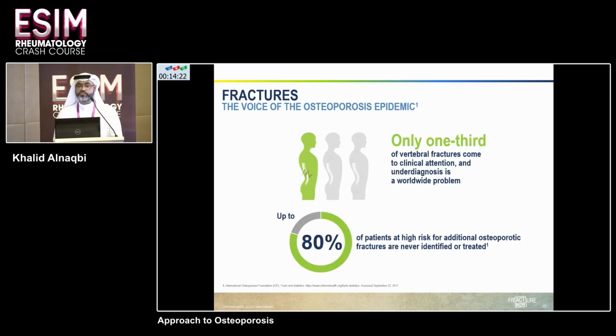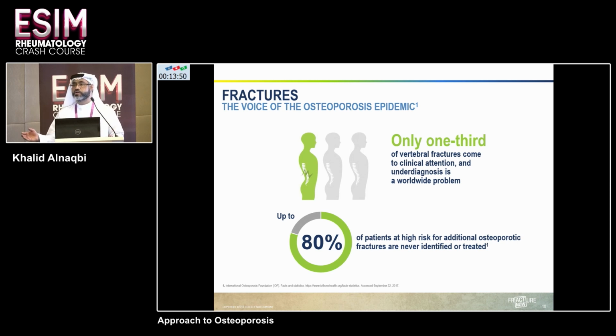So the hidden osteoporosis epidemic is that only one third of vertebral fractures come to clinical attention, and underdiagnosis is a worldwide problem. Up to 80% of patients at high risk for additional osteoporotic fractures are never identified or treated. And when patients come to our clinic and say, Dr. Khalid, I think I have a fracture, I have osteoporosis, I can tell them, actually, you don't have osteoporosis, because osteoporosis does not have manifestations unless you have a fracture. So it's a silent disease.